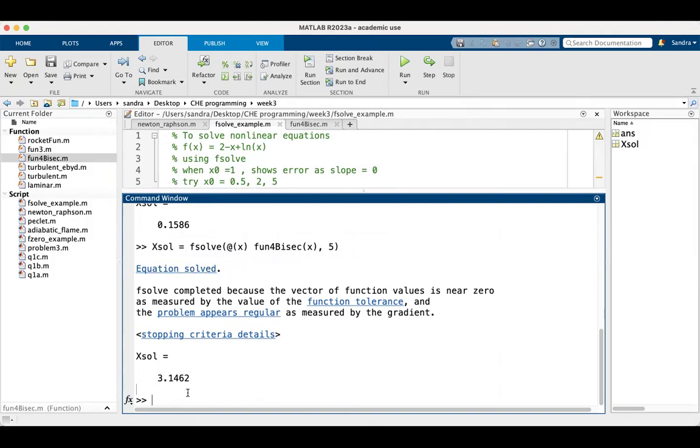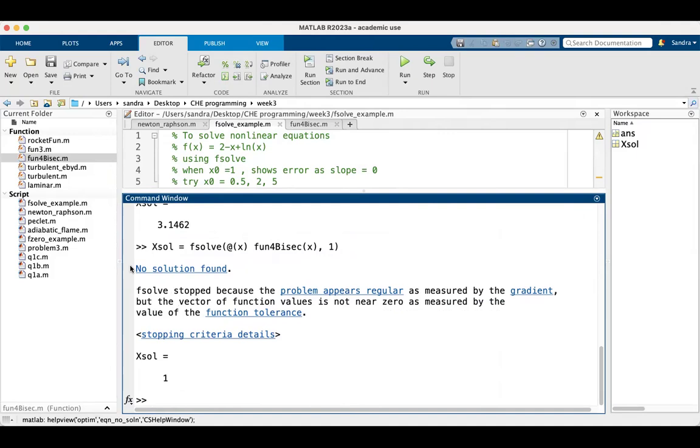Now let me give an infeasible value, because if I give 1, you saw that in Newton-Raphson it doesn't give you the answer, right? So let me try this one also. Here it says this initial guess is not feasible, so you get no solution found. fsolve stopped because the problem appears to be regular, and there are reasons for that. So you don't have a solution. You get the initial guess itself as the answer because no solution was found.